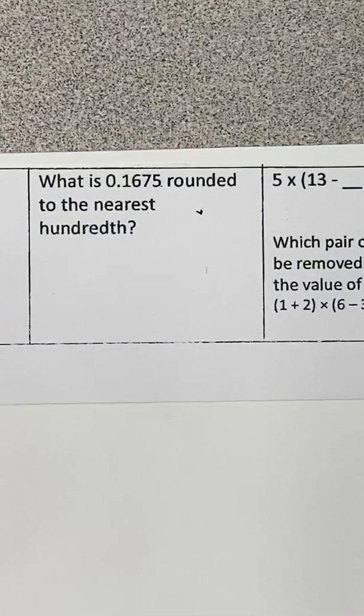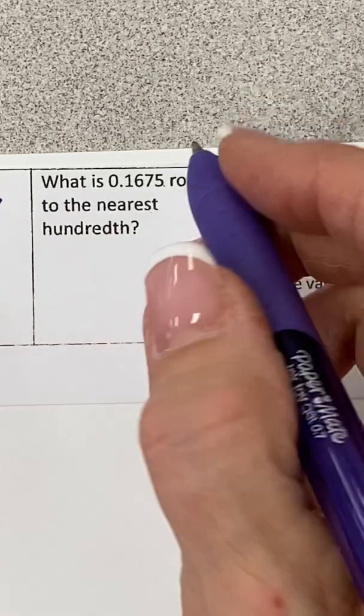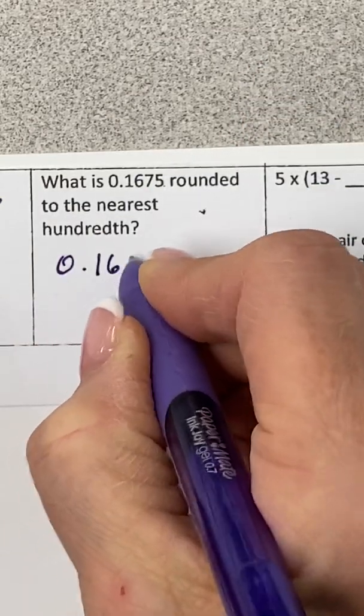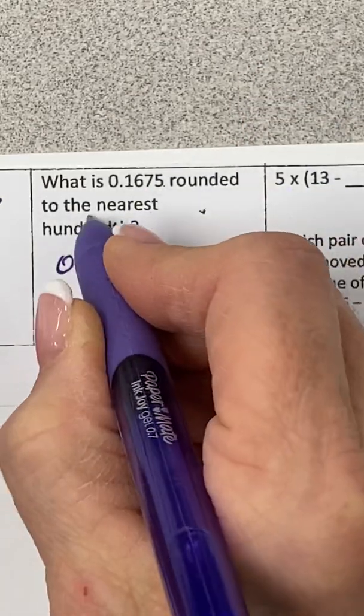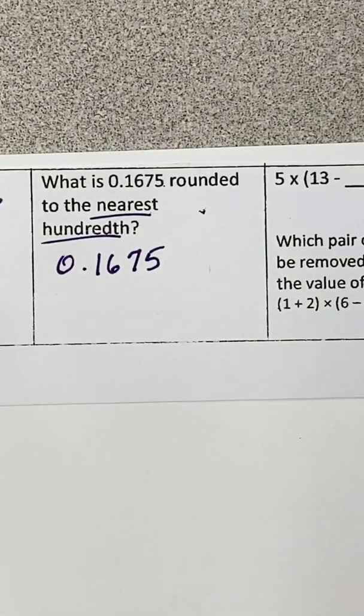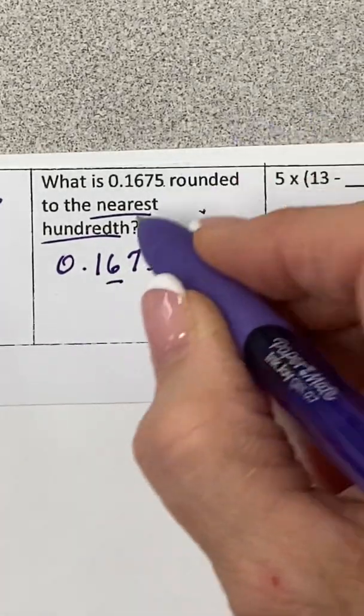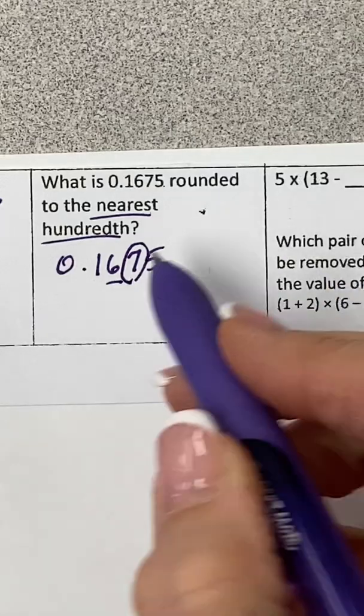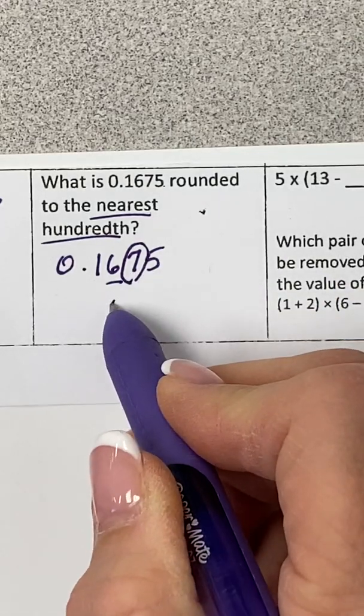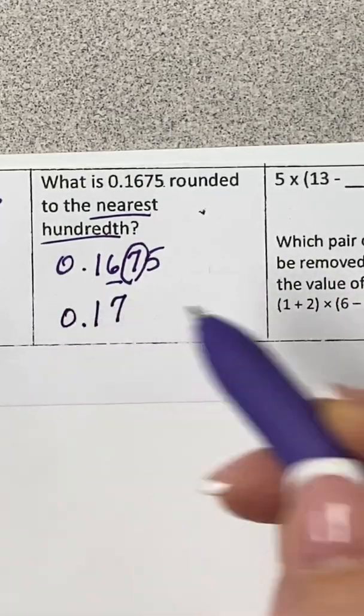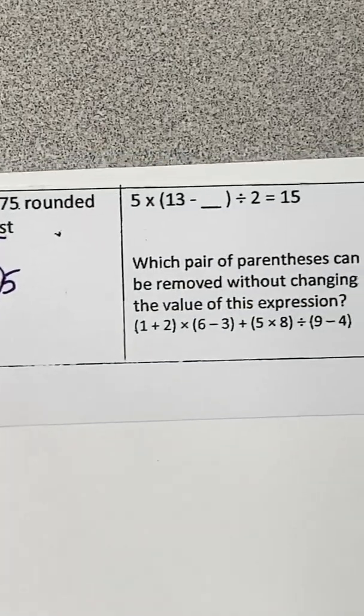What is this number rounded to the nearest hundredth? You copy the number down. They tell you what to underline right there. Tenths place, hundredths place, circle the digit to the right. It's a 5, 6, 7, 8, 9. The 6 goes up to a 7. 17/100ths.